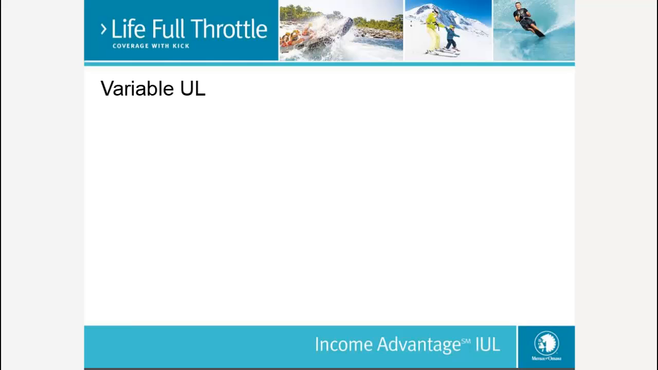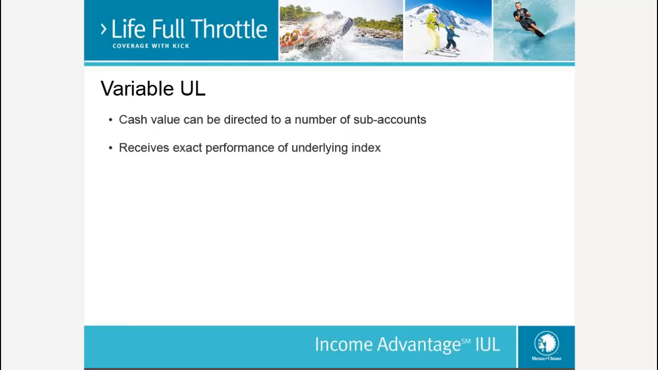Variable universal life, or VUL, allows the policy's cash value to be directed into sub-accounts that operate similar to mutual funds. These sub-accounts can be tied to stocks or bonds, which may provide higher potential for growth, but greater risk since there is no downside protection included through a floor rate. In addition, there are certain producer licensing requirements to sell this kind of product. Please note, United of Omaha does not offer a variable UL policy.